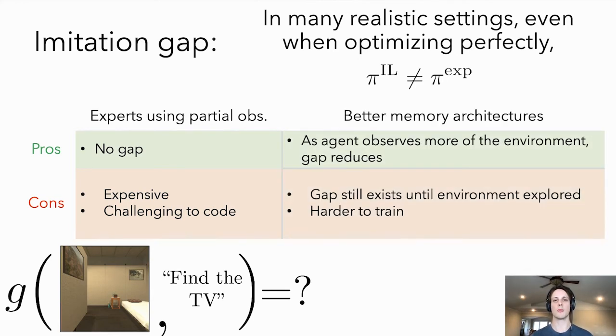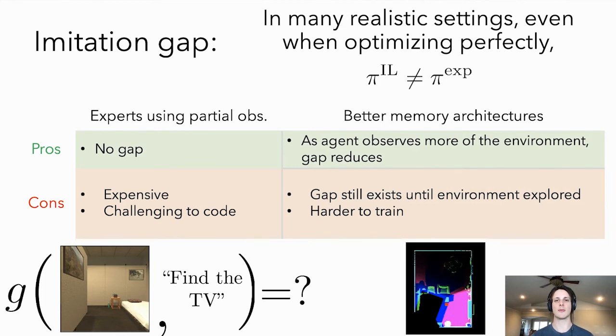Alternatively, we can develop more sophisticated memory architectures. As the agent explores the environment, it can then patch together its partial observations until it has a comprehensive understanding of the full environment state. Once it has such an understanding, it will, by definition, have enough information so that it can imitate the expert. Unfortunately, the imitation gap remains during this exploration phase, which harms training. Moreover, building these memory architectures brings its own collections of technical challenges.